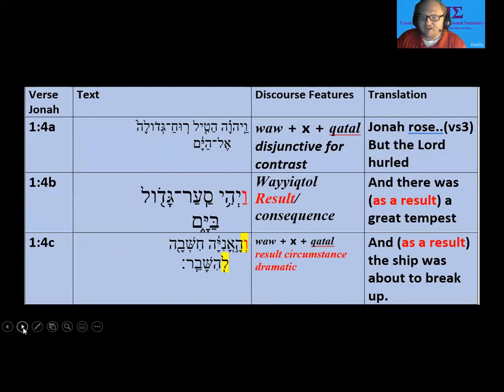And so when we're discussing here 1:4c, right there we have a result circumstance, or as Scott pointed out, it could be taken as dramatic. And so as a result, the ship was about to break up. Now this basically means that the ship was breaking apart. It was thinking about it. You have a sort of personification here of an inanimate object.